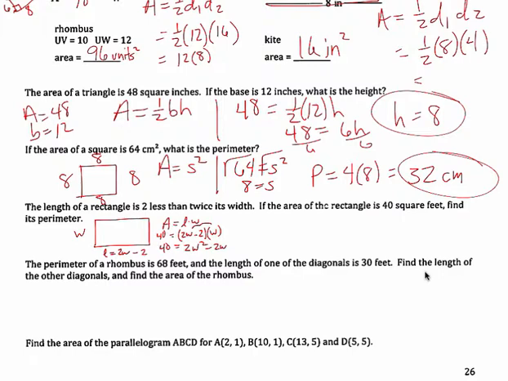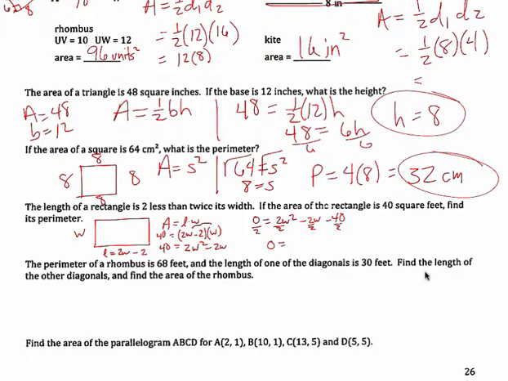So what I know is I can solve this quadratic equation using factoring, completing the square, or the quadratic formula. So I'm going to subtract that 40 to the other side to create an equation that says 2w squared minus 2w minus 40. Now I notice that there's a common factor of 2, so I'm going to divide everything by 2.